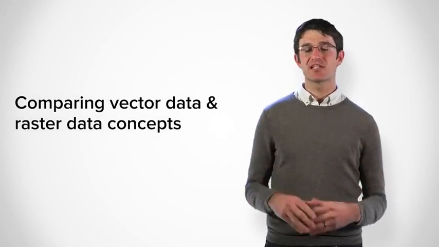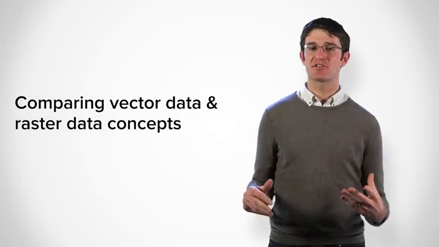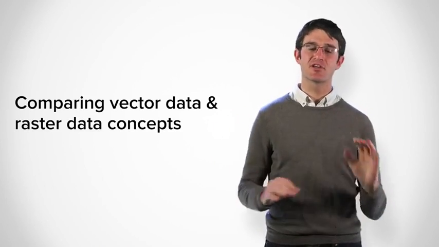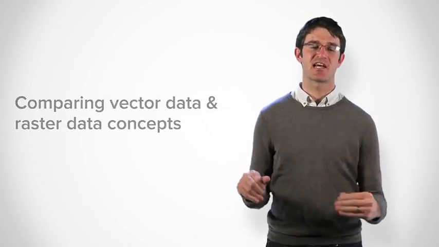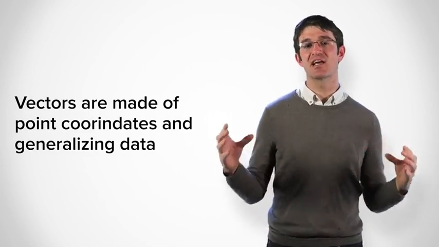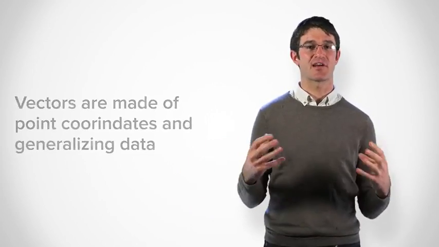Let's take a moment to recap what we learned in this module. When we started out, we talked about vector data concepts and raster data concepts, comparing and understanding the different structures that underlie these two fundamental GIS data types. Vector is built on point coordinates and generalizing data to points, lines, polygons, and areas, right?